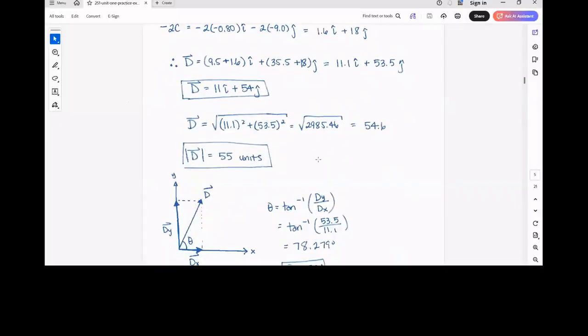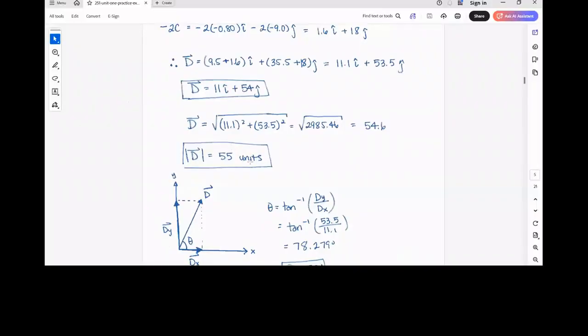Now, we're not done because we also need to get the magnitude and direction for vector D. And all I need to do in order to calculate the magnitude is to take the X component, square that, add it to the square of the Y component, and then take a square root. And I'm reverting back to my unrounded values for this. So squaring 11.1 and adding it to the square of 53.5 gives me 2,985.46. If I take a square root, that's 54.6, so 55 to 2 sig figs.